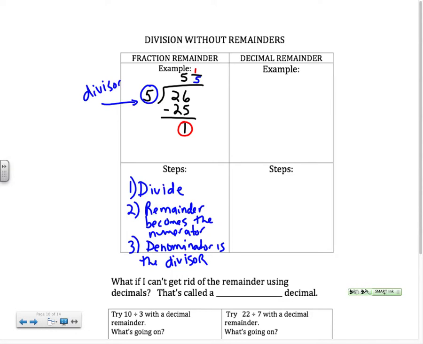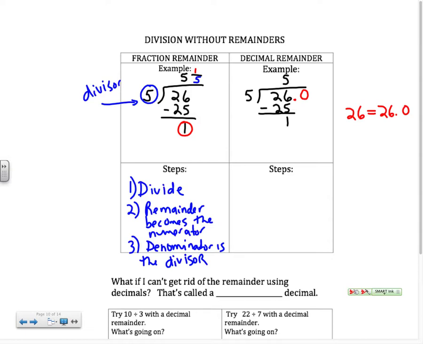Same method. Take your 26 and divide it by 5. 5 goes into 26 5 times. 5 times 5 is 25. Subtract and you get 1. Now instead of a fraction remainder, I want to make it a decimal remainder. How do I do that when I don't see a decimal? Well, I could put a decimal right behind the 26 and add a 0. That does not change the value of 26. 26 is equal to 26.0. They're the same exact thing.